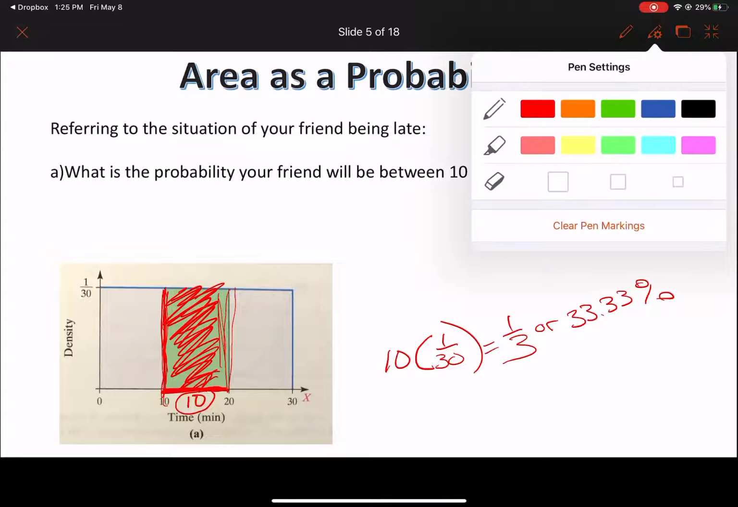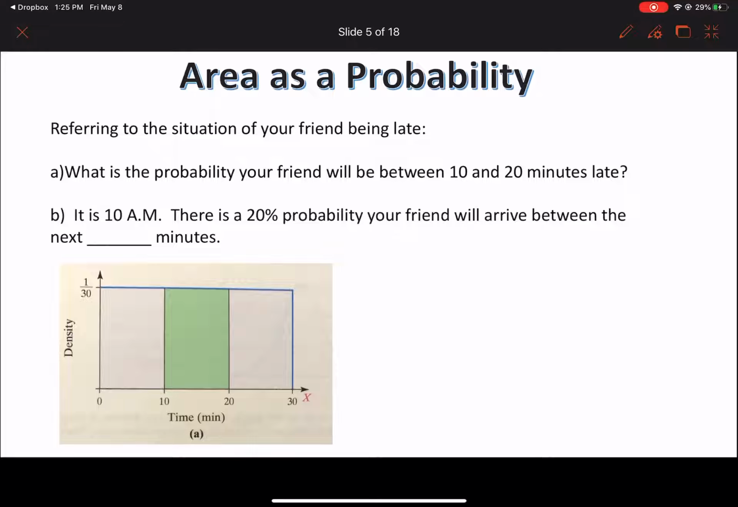Okay, let's look at the next problem. There's a 20% probability your friend will arrive between 0 and how many minutes late? So I know I'm looking for 0.20 equals 1/30th times x, because we don't know how many minutes late. So x would be how many minutes it is, because that's our variable. There's a 20% chance of them being x minutes late. So I've just multiplied both sides by 30. This is just your basic math here.